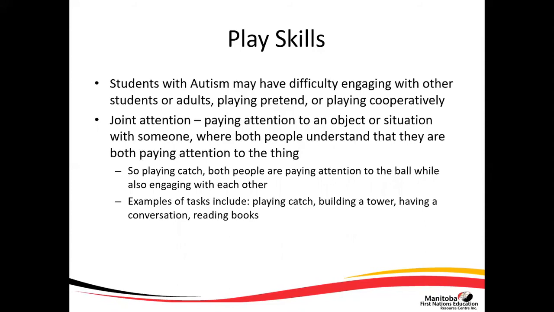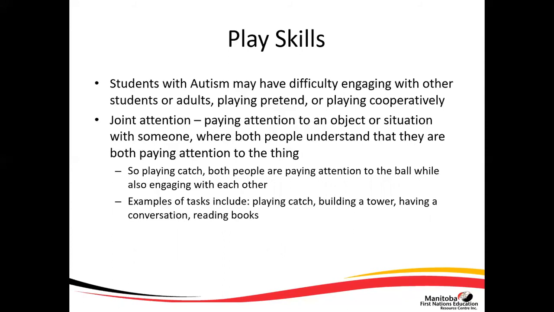So specifically with social skills, a huge part of our social skill development is in play when we're young. The main job of a child is to play. So students with autism might have difficulty engaging with other students or adults. They might have difficulty playing pretend, or they might have difficulty playing cooperatively. So like Annie was saying before, and I think Erin brought it up too, joint attention is hugely important. It's one of the first skills to develop in our social skills and communication skills.